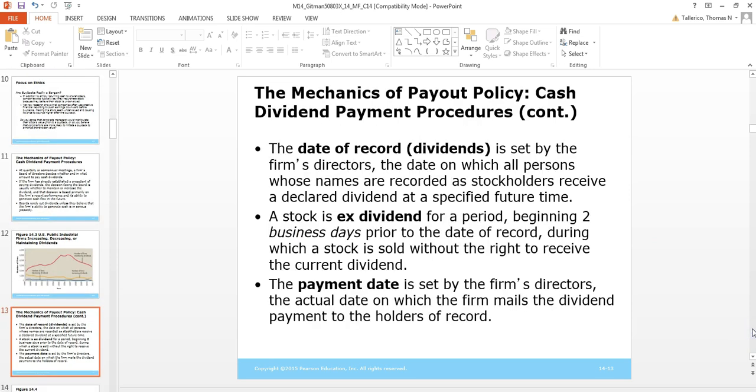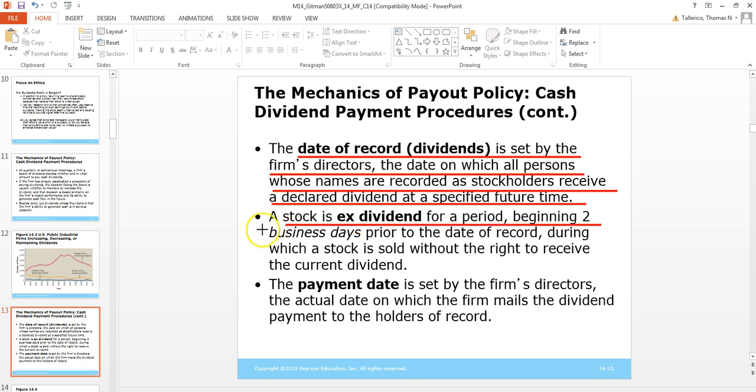All right, so these are a couple of terms that we have to know. These are very, very important terms, and I want you to make sure you understand them. The date of record for dividends is set by the firm's directors. It is the date on which all persons whose names are recorded as stockholders receive a declared dividend at a specified future time. There's a term here called ex-dividend, a period beginning 2 business days prior to the date of record, during which a stock is sold without the right to receive the current dividend. There'll be an example of these terms in a minute.